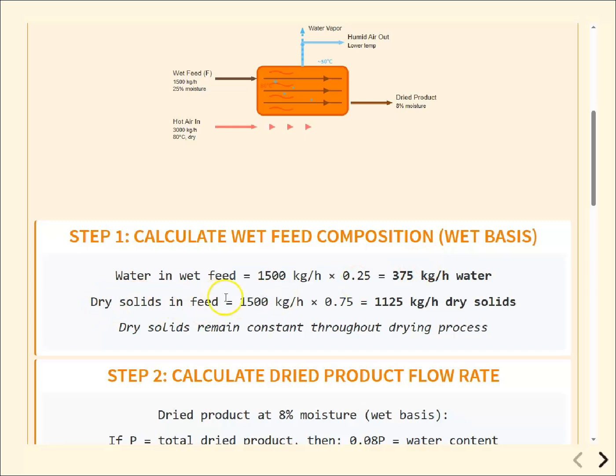So dry solid in feed equals 1500 kg per hour times 0.75, giving us 1125 kilograms per hour of dry wheat solids. So these 1125 kilograms of dry solid are constant throughout the entire process. Whether the grain is wet or dry, this number never changes. It is like the backbone of our mass balance calculation.